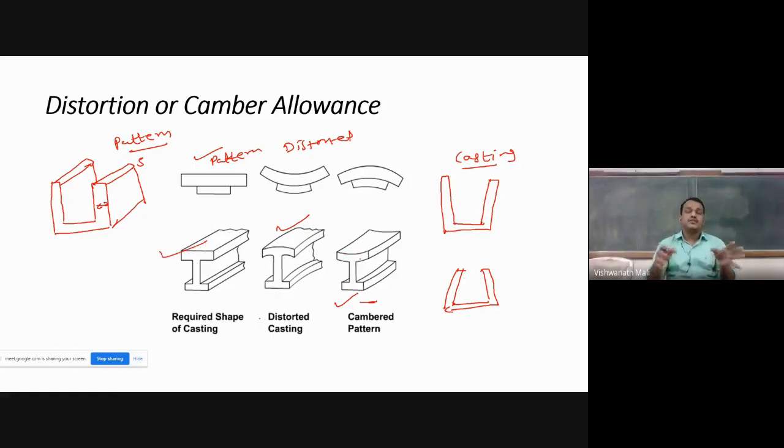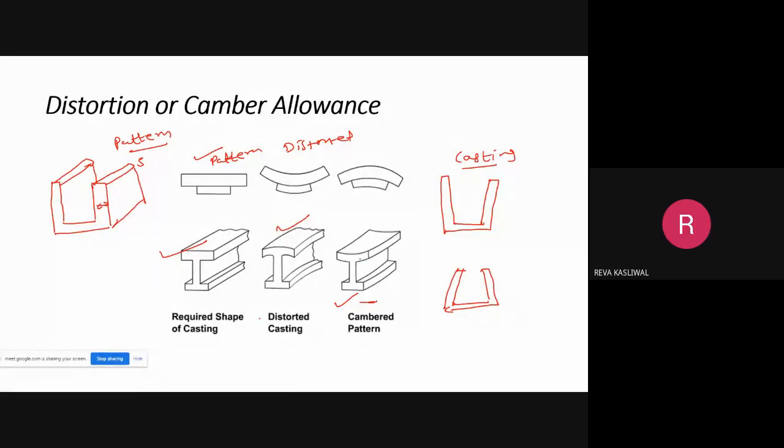So this depends on part size and shape, whether it actually distorts or not. When it is distorted, we give the opposite distortion. Right? So any doubt in this distortion or camber allowance? It is not compulsory, but shrinkage, draft allowance, and machining allowance are compulsory. Any doubt in this? We have finished the pattern, types, material, and design, that means allowances.